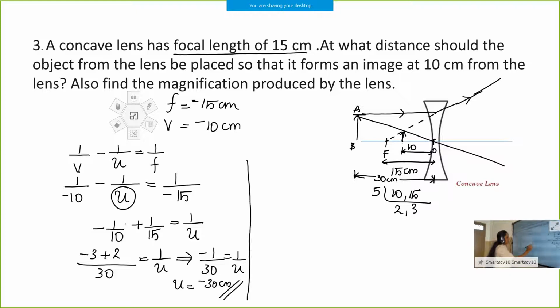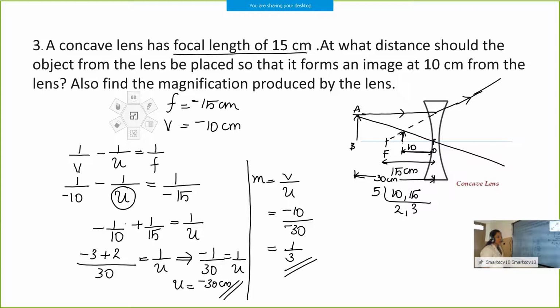So how will you find out magnification? M is equal to V by U. What is V? V is minus 10 and U is minus 30. So we will get the answer as 1 by 3. You are not told to write the nature and size of the image. You are told to find out only the magnification. Okay. So magnification you are getting is positive 1 by 3.